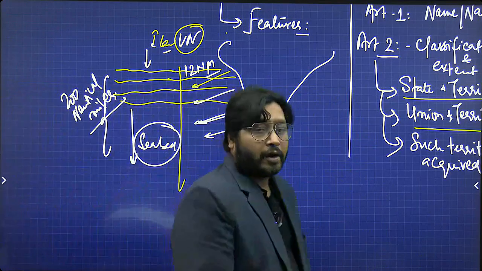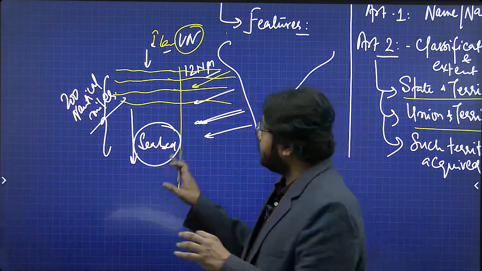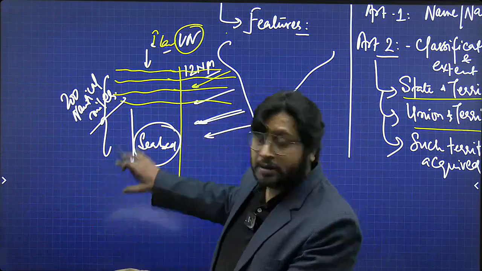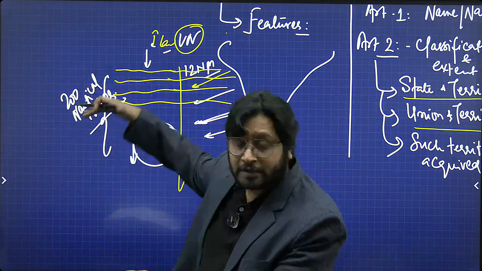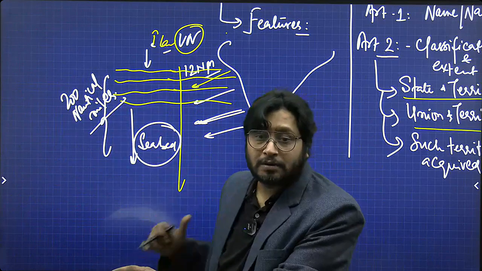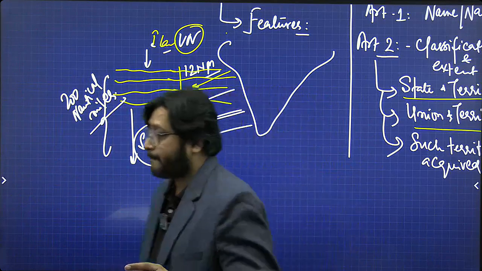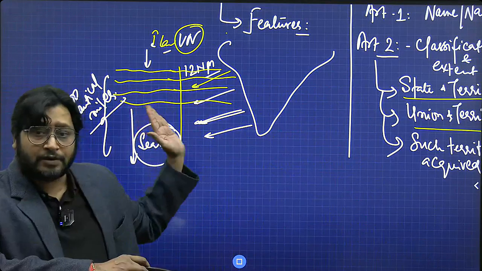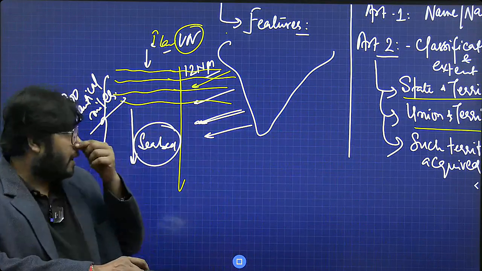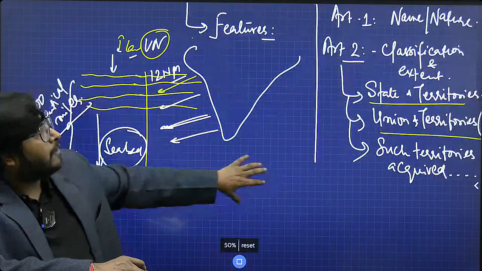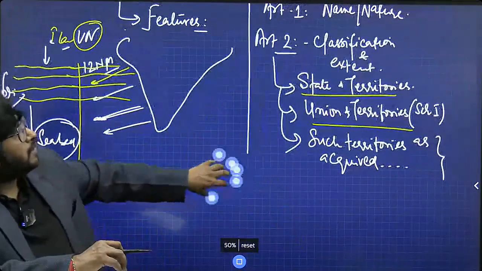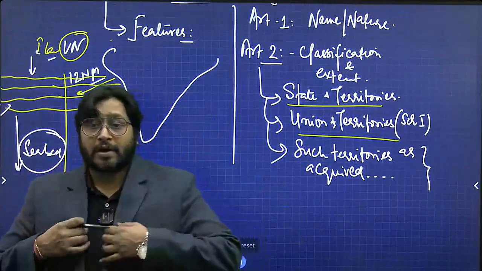So 200 nautical miles, the surface or the seabed or the resource belongs to us. But sorry, not the surface. Below the surface belongs to us. Right. Otherwise, it can be 12 nautical miles. That is the established boundary. Fine. And likewise, any other territory that we acquire over a period of time. Now see, so Article 12 talks about that.